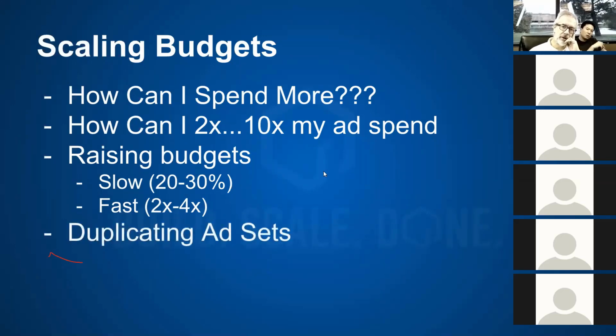Another method of how you can answer that question, how can I double my ad spend, is by duplicating ad sets, right? So duplicating ad sets immediately, instantaneously gets you to double the ad spend tomorrow.